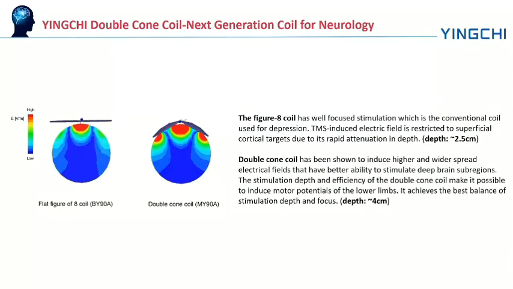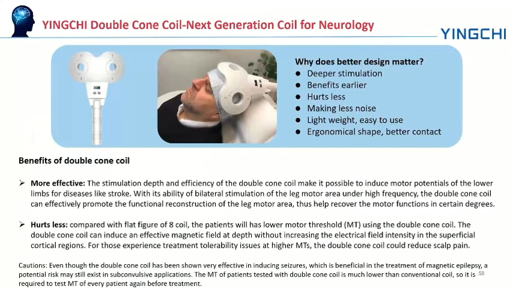As for the depth, the double cone coil can stimulate a depth of 4 centimeters, and it can induce higher and wider spread electrical fields that have better ability to stimulate deep brain regions. Why do we need a better ergonomic shape design? It can have a better contact onto the brain, and it can achieve deeper stimulation, so it can help the patients to benefit earlier and hurts less. This coil also has less noise, and it is lightweight and easy to use.